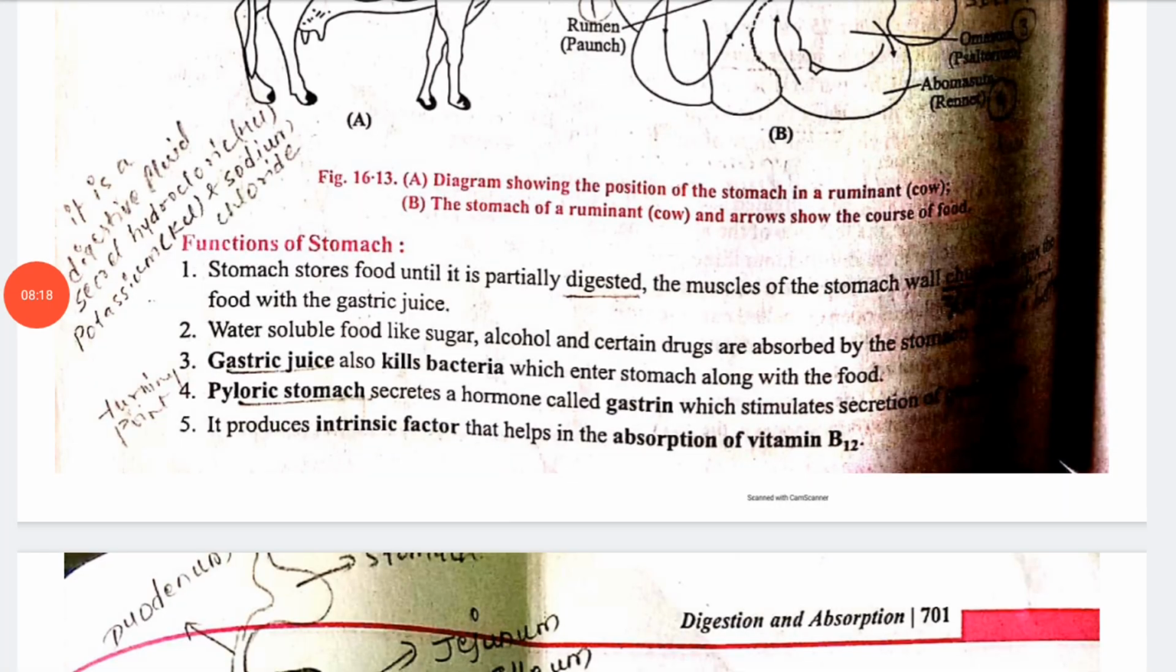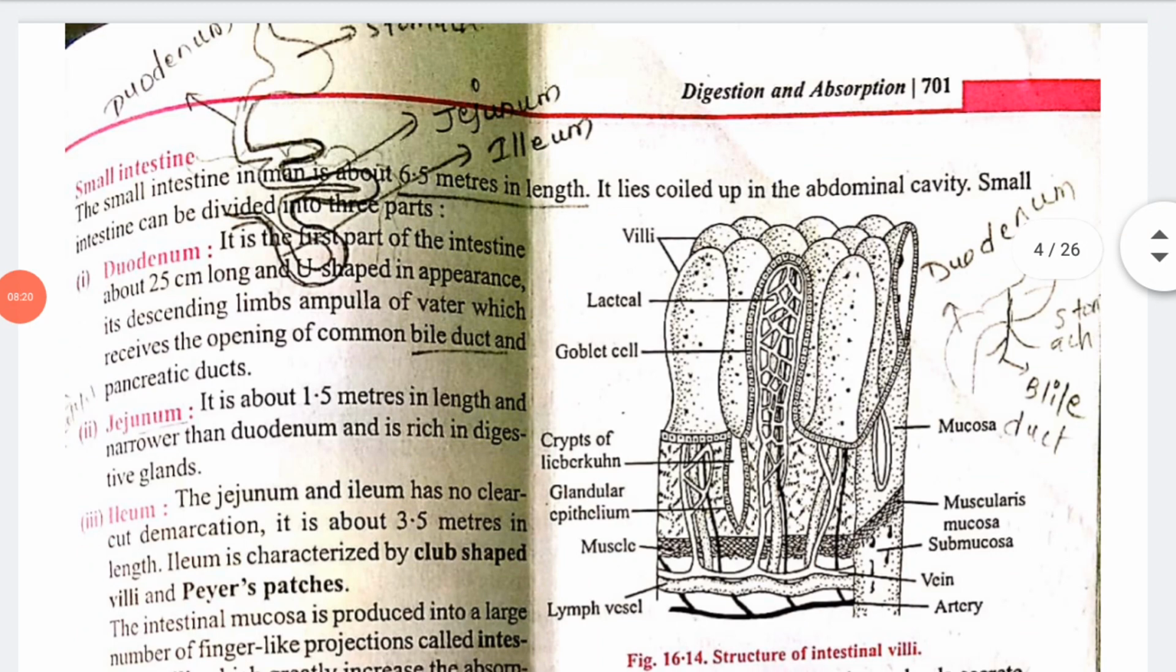Now let us talk about the small intestine. In man it is about 6.5 meters in length, and it is coiled up in the abdominal cavity. The small intestine is divided into three parts. First is the duodenum, second is the jejunum, and third is the ileum.